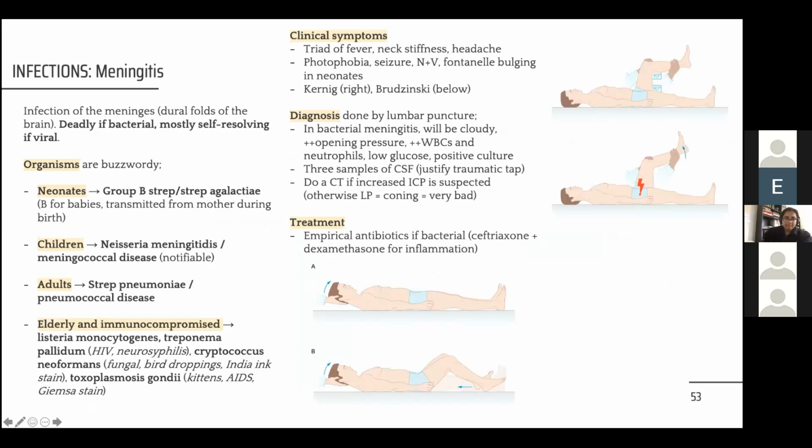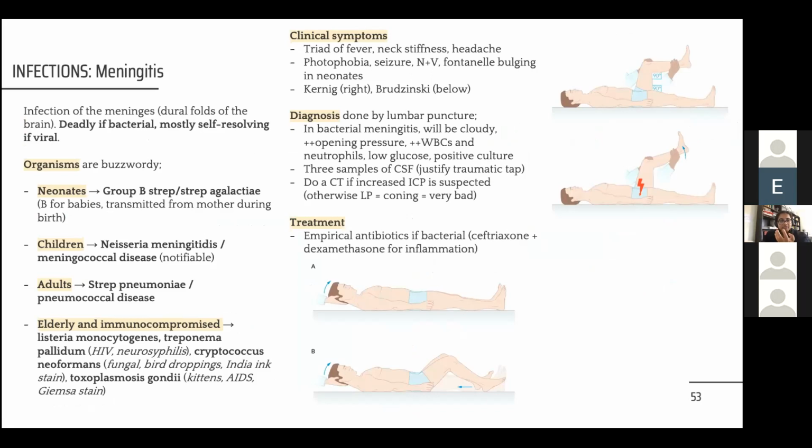Lastly, we have our 3 infections. Meningitis is the most important, I reckon, out of the 3 infections. It's the infection of the meninges. If it's bacterial, it's deadly, but if it's viral, it's mostly self-limiting. The bacterial organisms are pretty buzzwordy.